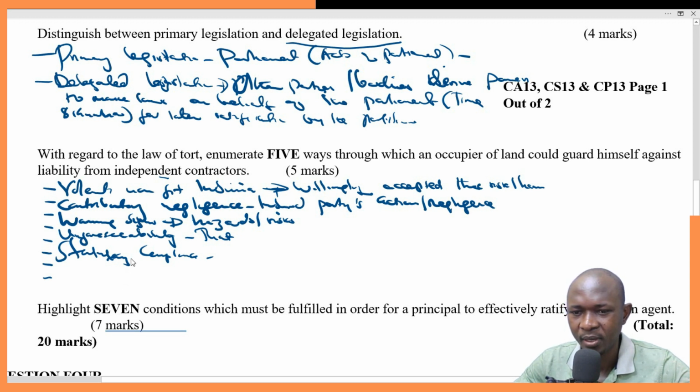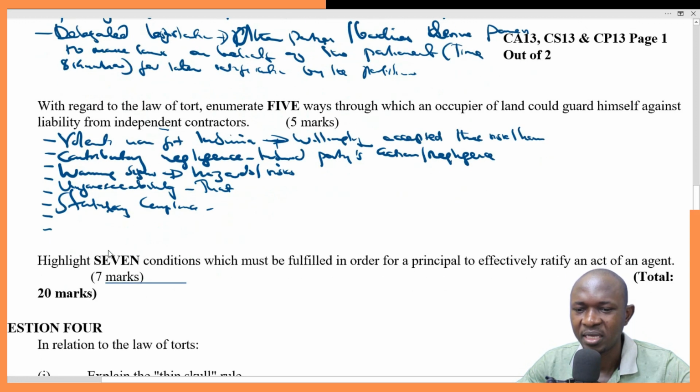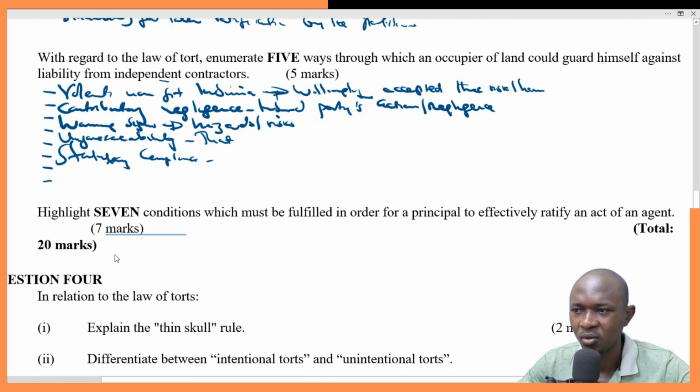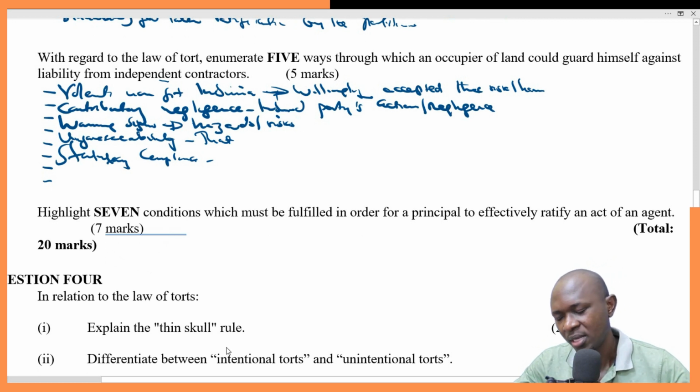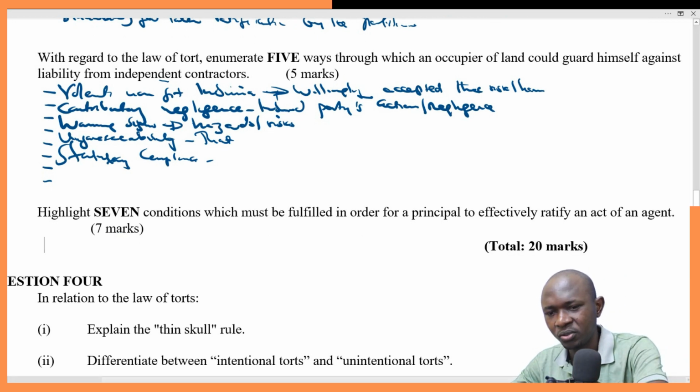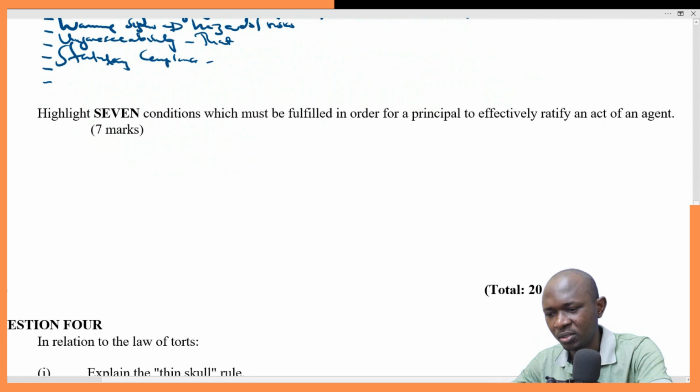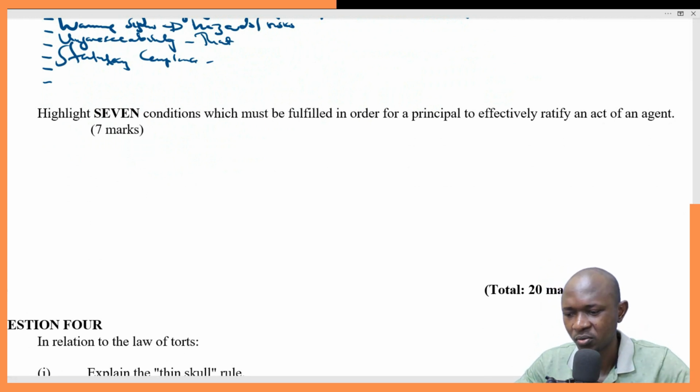And these are 5, so you can just talk about this: warning signs, contributory negligence, volenti non fit injuria, unforeseeability of the event, and statutory compliance. Now, let's move to the last bit of this question.